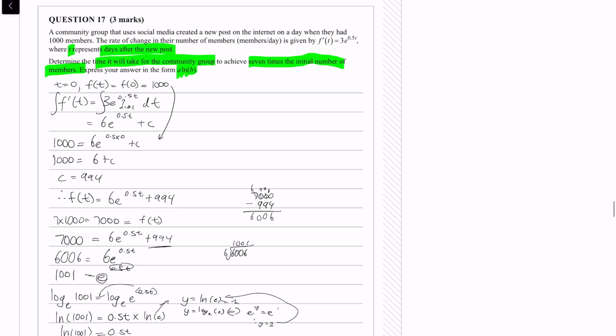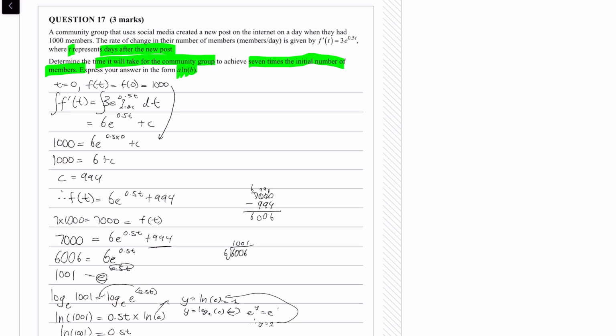Okay, so that was method 2 of question 17. That's definitely how I did it and how I learned it as well. Method 1 is really about taking an integral from 0 to m, where we let m be the time when 7,000 members is reached. So that can also be an interesting one.